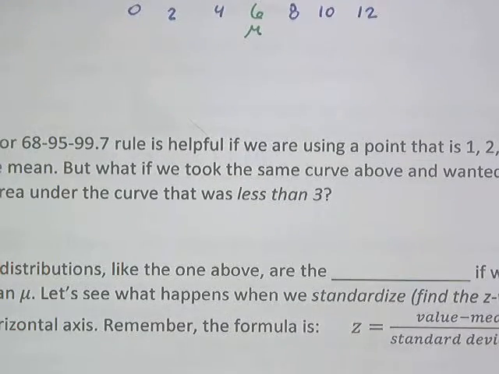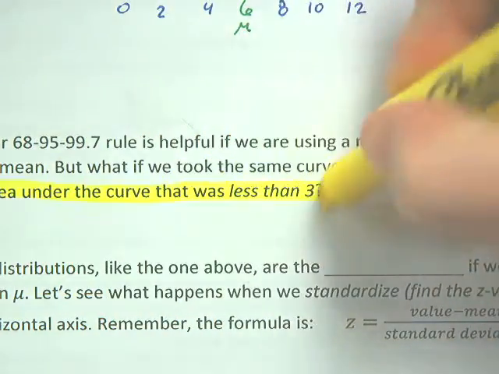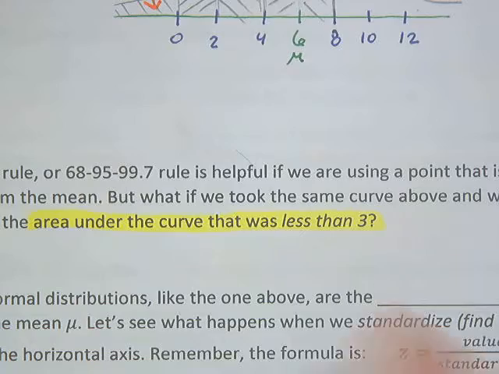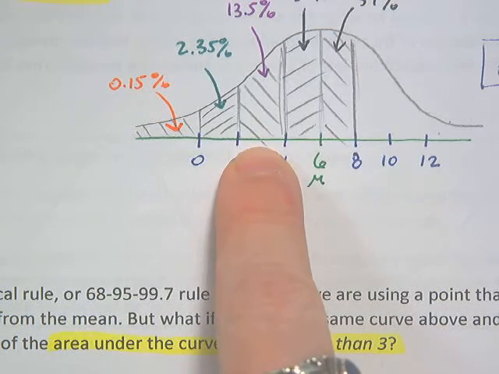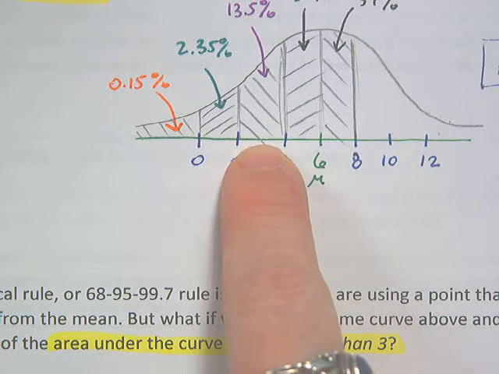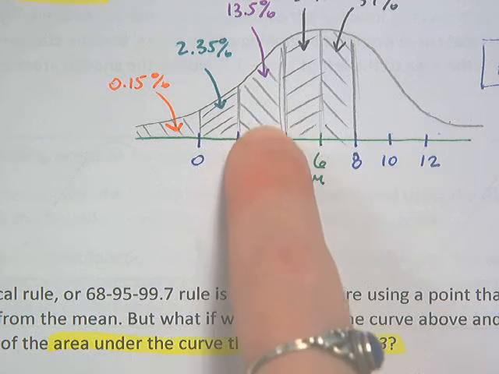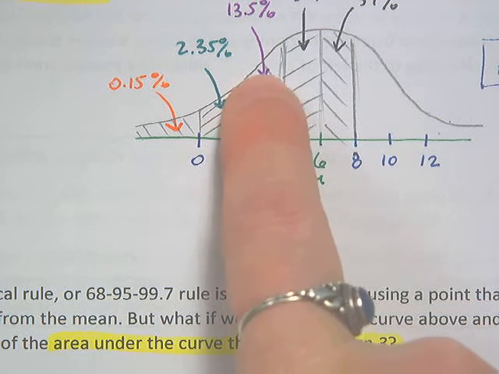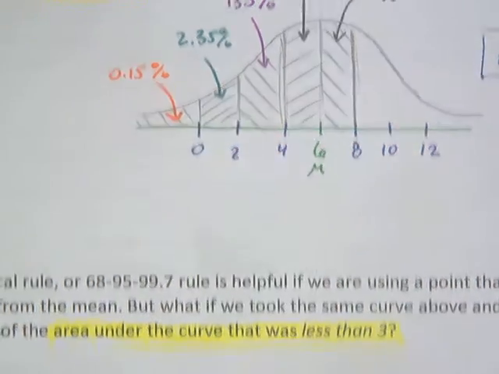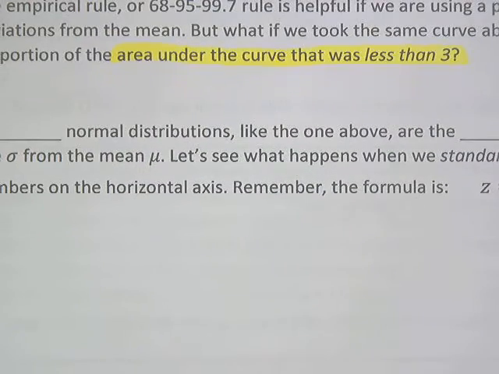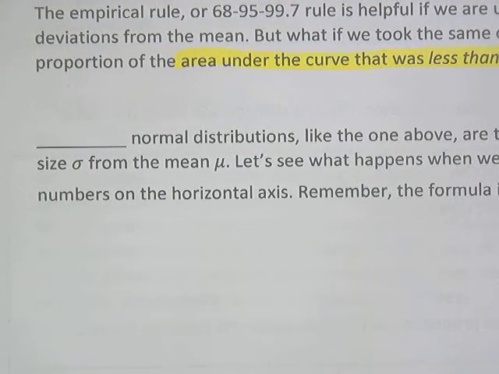But today I might ask you a question like this. To find the area under the curve for everything less than 3. Well, that's going to cause us issues because 3 is between 2 and 4. Okay? And it doesn't necessarily cut this slice in half because we've got some curvature up here and so forth. So we're going to have to move beyond the empirical rule to figure this out.